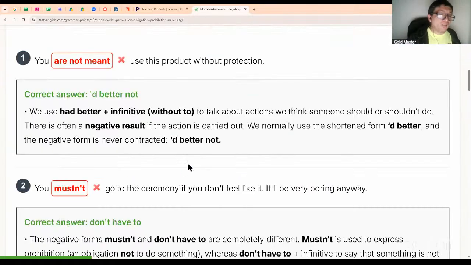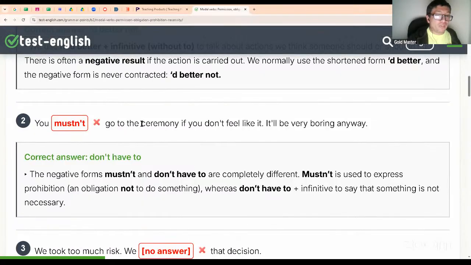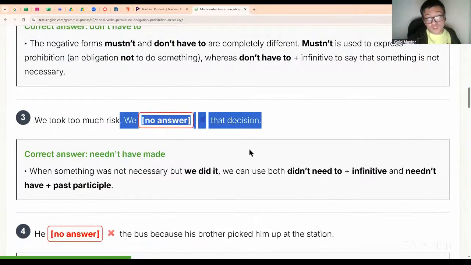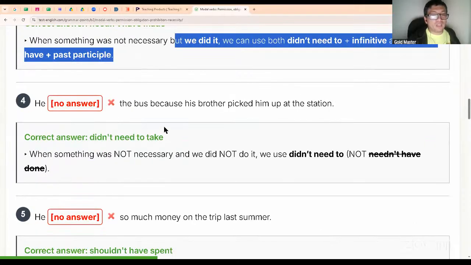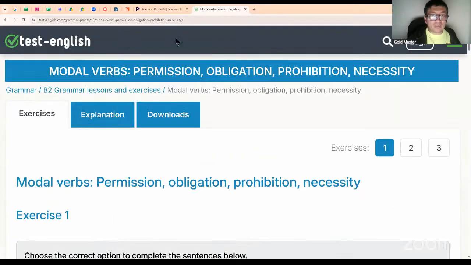And by the way, this is something really cool because if you haven't done this properly, you are going to have the correction made in here and why it is good. So this is a really nice exercise for you to get to know the modal verbs. I want you to do it, guys.